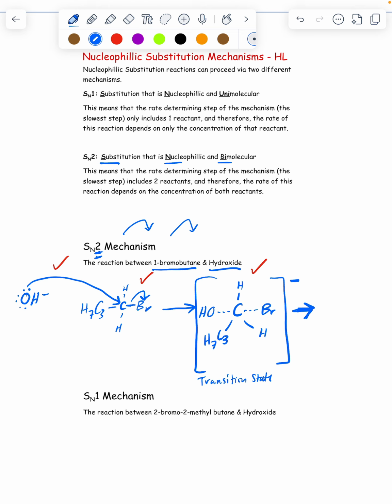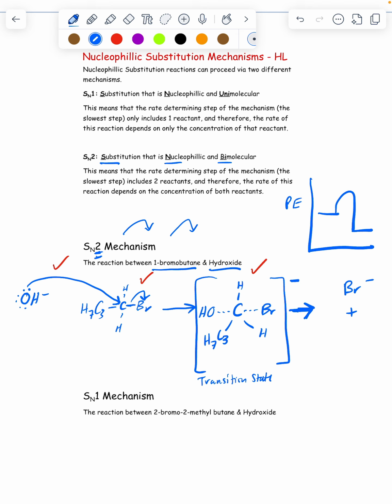So this is all taking place in one step technically. On a potential energy diagram, it's just a one-step reaction. It doesn't get 2 energy hills. There's just one step to take place. When we're done, we're going to have that Br minus now. So the bromine has been kicked off as a bromide ion. It's called the leaving group. And now I've got butan-1-ol instead of 1-bromobutane.